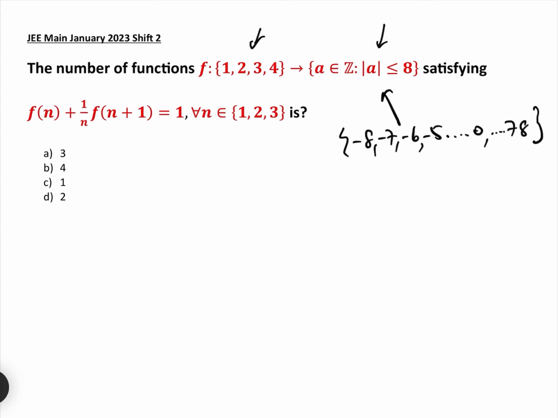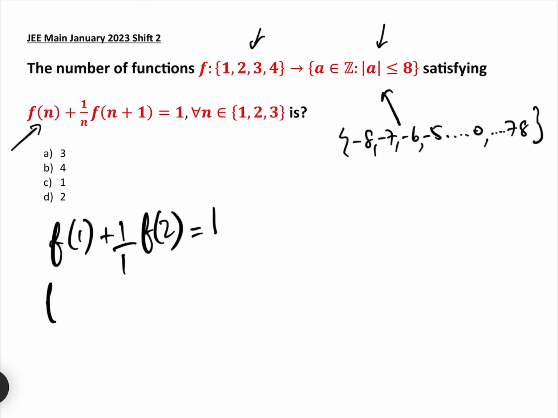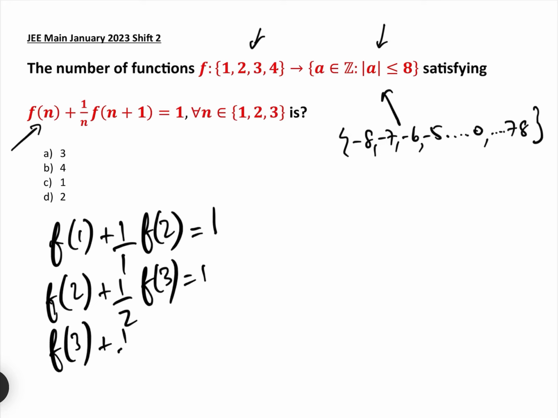Okay, so basically again what we want to do is look at the number which is the highest and the most constrained. So let's just put in, say for example, 1 in here and see what's going on. That'd be f of 1, add 1 over 1, f of 2 must equal 1, and then let's just put in 2 so we can get a good idea of what they're asking. F of 2 add a half f of 3 must equal 1, and f of 3 add a third f of 4 must equal 1.